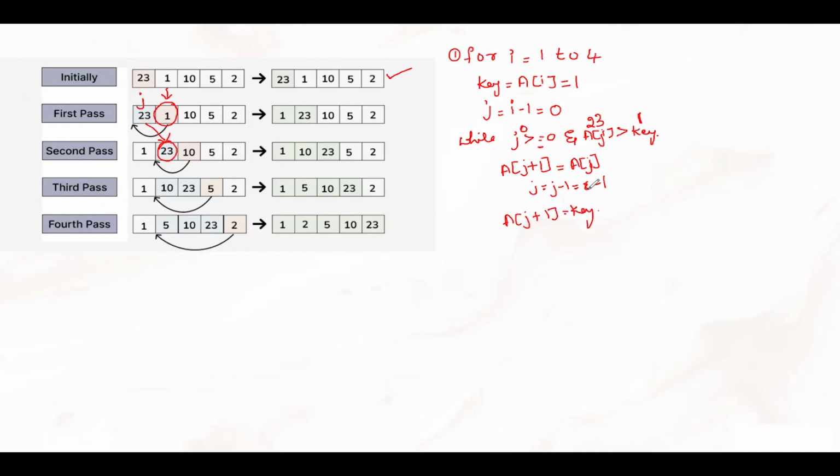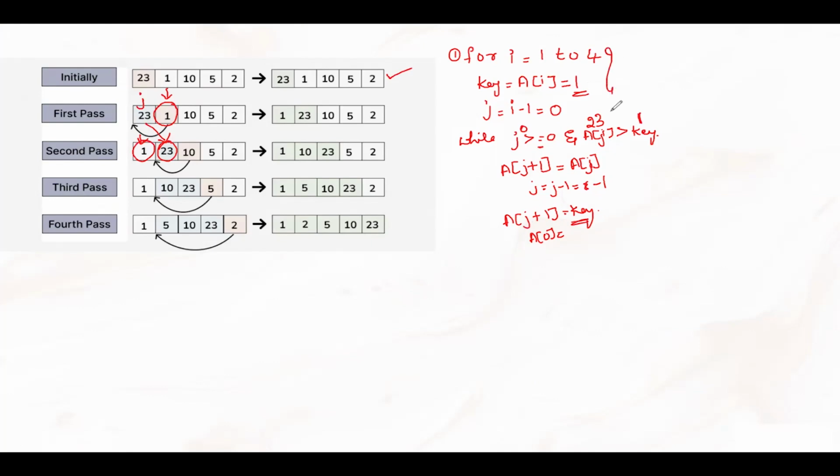After reducing, 0 minus 1 is minus 1, now a of j plus 1 is nothing but a of 0, and a of 0 is going to get the value of key. A of 0 is nothing but this one, which is the very first position, and the key value had value 1 that I'm going to insert over here. As you can see, this is done. So that is what we are doing.